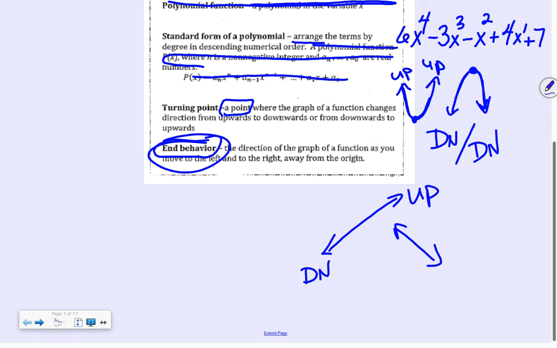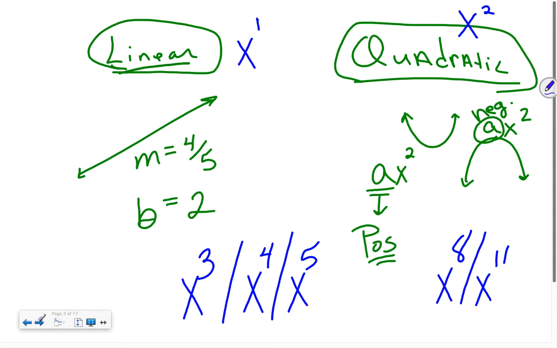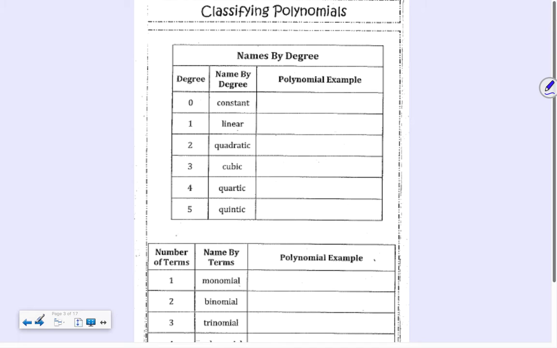And behavior. This is, you have to say up, up, down, down, all that stuff. Okay? Okay, so here comes your tables. You have to fill these tables in. I'm going to do it with you, but the next page you're kind of on your own.